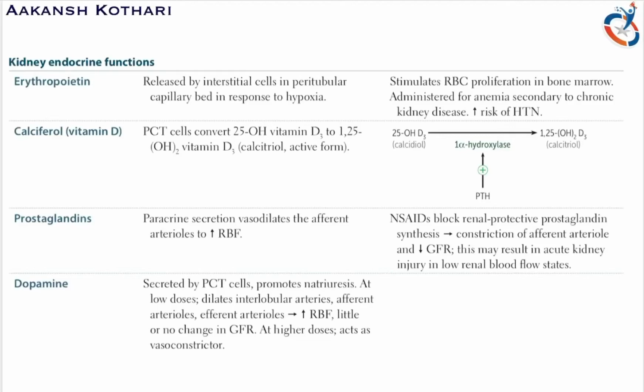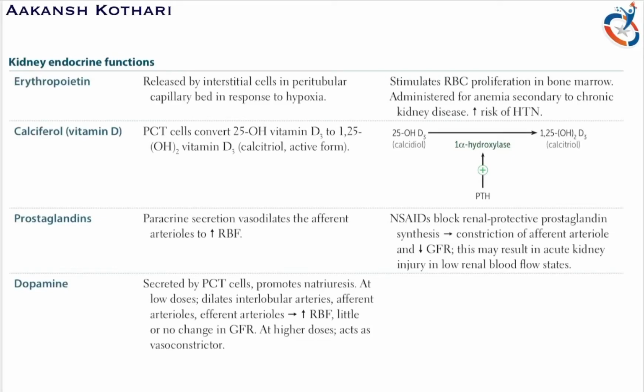Now, where does this take place? It takes place in the proximal convoluted tubule cells. Is it clear? And the calcitriol formed by the proximal convoluted tubule cells is the active form of vitamin D. Is it clear? So, one more thing to add on is parathyroid hormone released by the parathyroid gland promotes this process of conversion of calcidiol into calcitriol. Am I clear? So we are done with erythropoietin and calciferol.